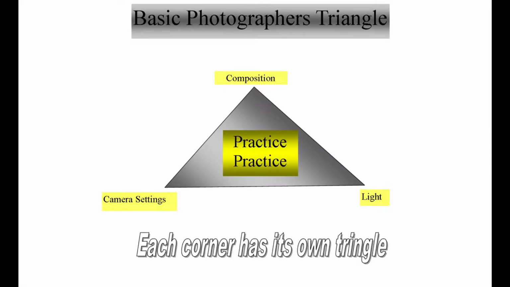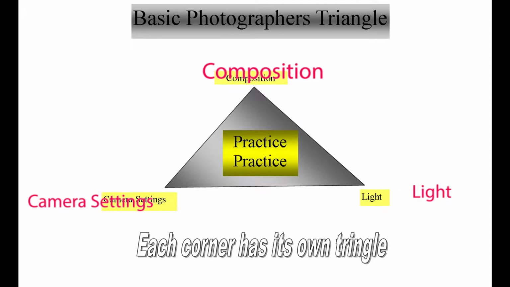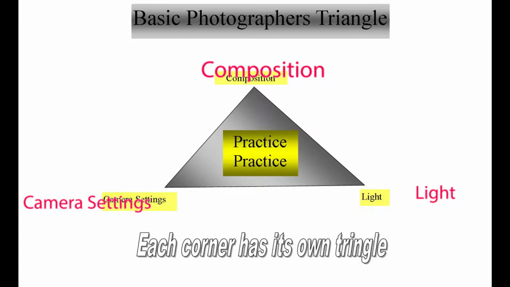Okay, I think this should be the basic photographer's triangle. Composition, camera settings, and light. And each one of these positions has its own triangle. And the one we just looked at previous to this was the camera settings. So let's go back and take each one of these corners and talk about what they represent and why.